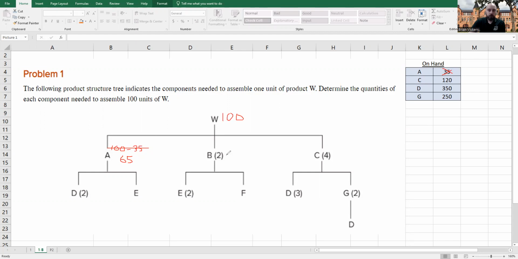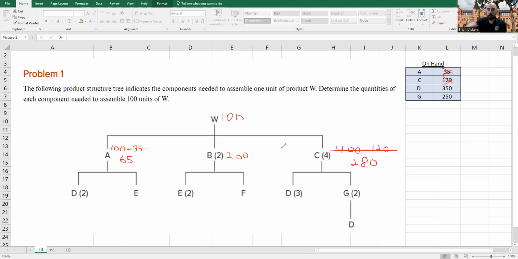Now 100 times 2 is 200. I don't have any of product B on hand, so I'll just leave that alone. 100 times 4 is 400. But I have 120, so I'm going to subtract 120. I get 280. Scratch that out. I've used all 120 of this.